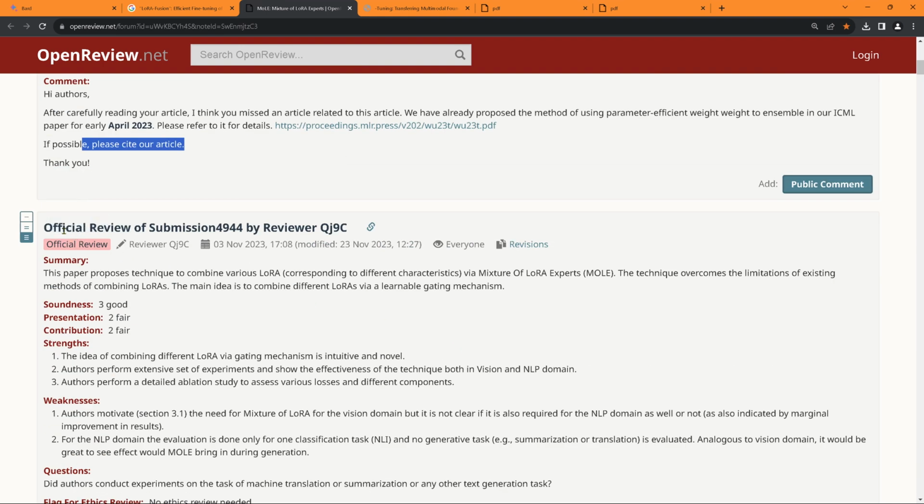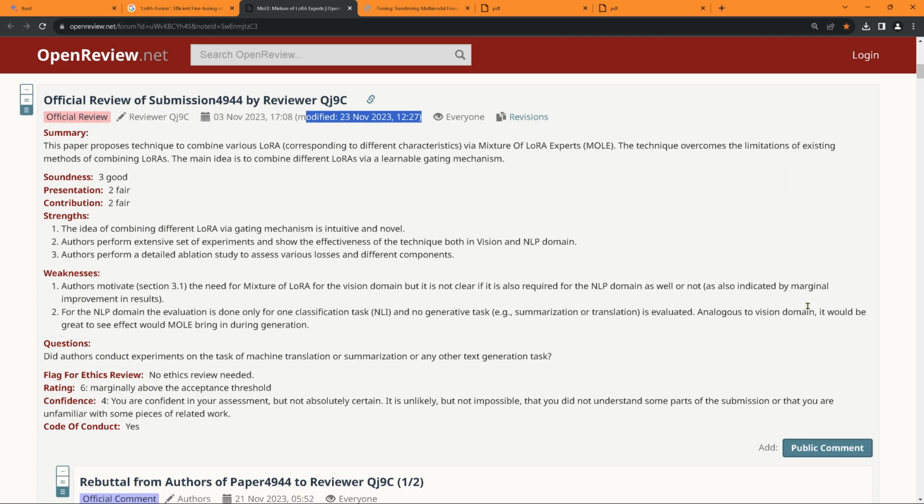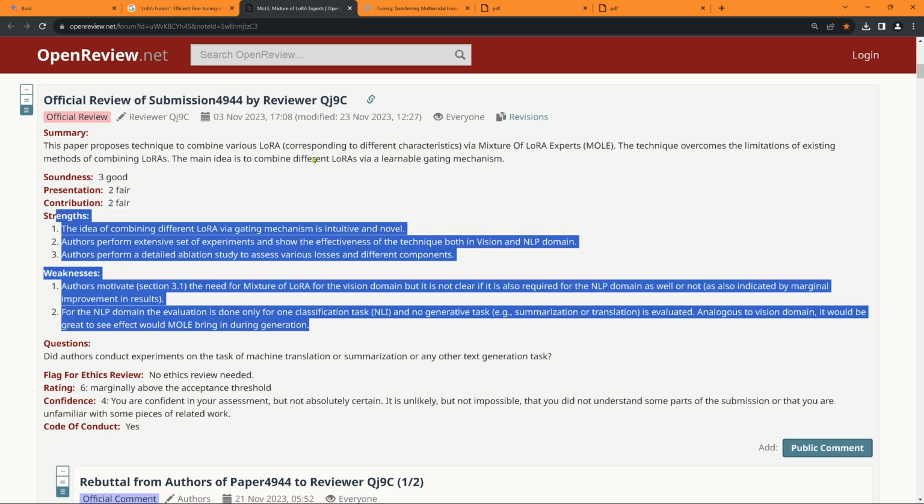And then let's take this official review of this particular submission, 4944, by a reviewer, anonymous, encoded. Modified November 23, 2023. Great. So now you see how it is summarized. Yes. Soundness good, presentation fair, contribution fair, and then you have this typical strength and weakness questions.